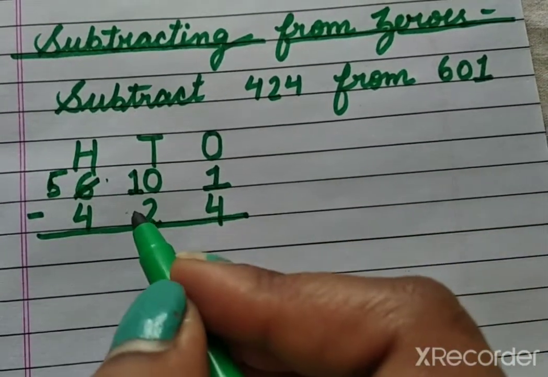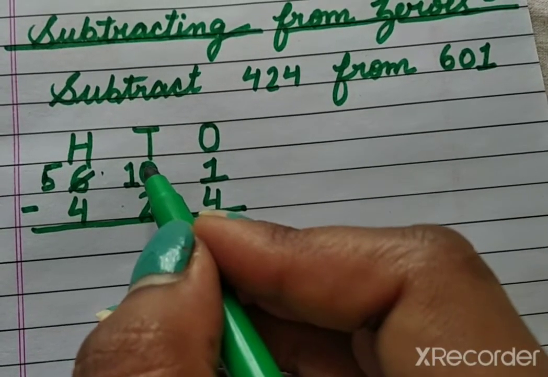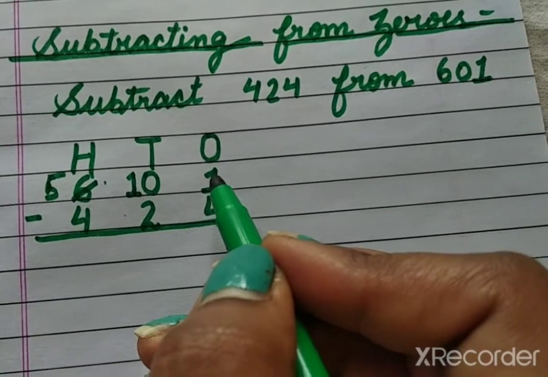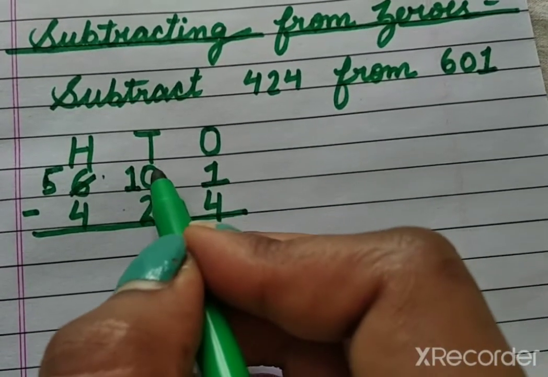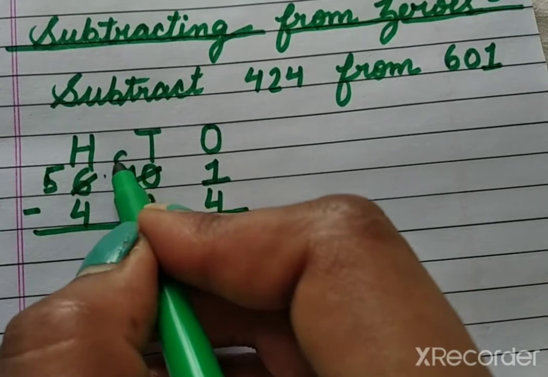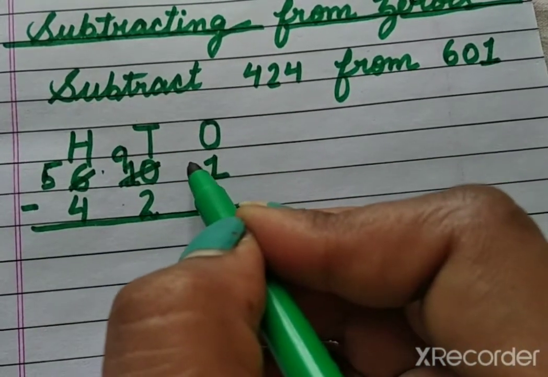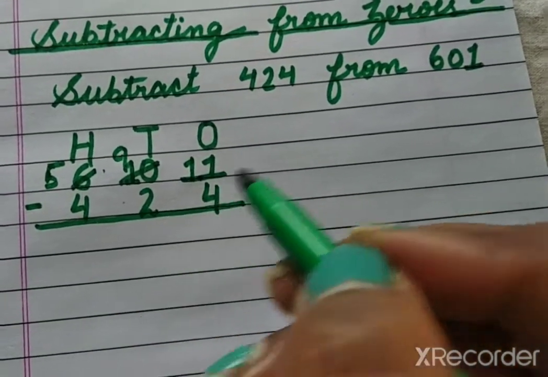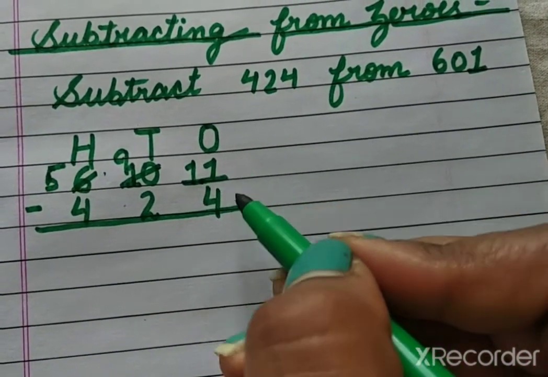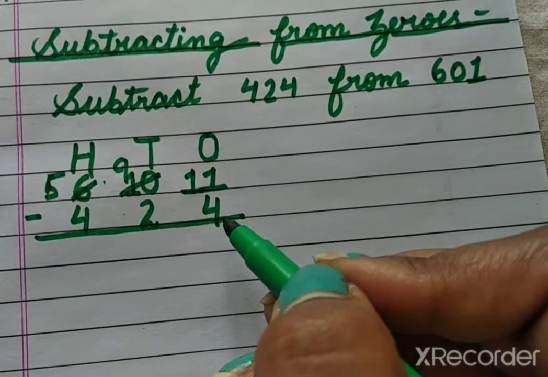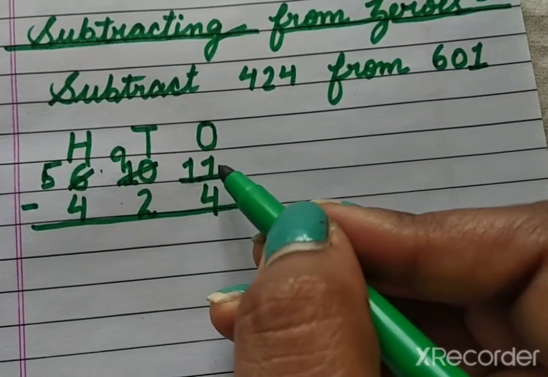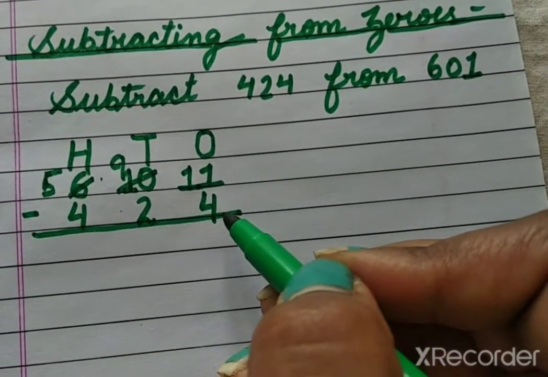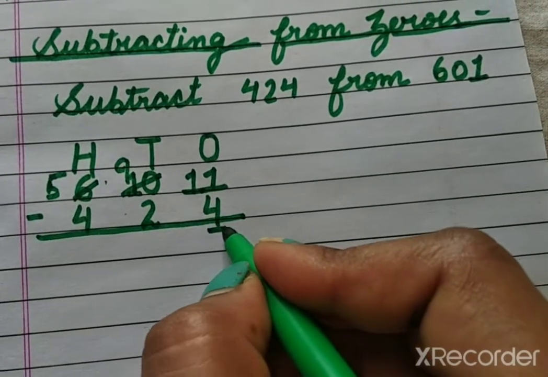Now 1 ten is given to ones. So there is 9 tens and there is 11 ones. Okay, so 11 ones minus 4 ones. Now we can subtract because this is the bigger number and this is the smaller number. So 11 ones minus 4 ones is equal to 7 ones.